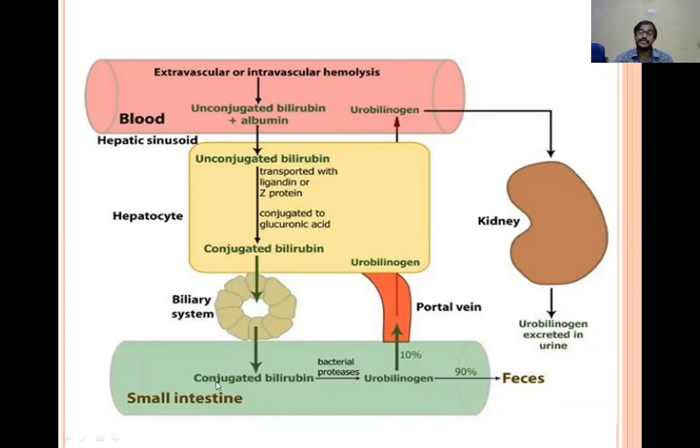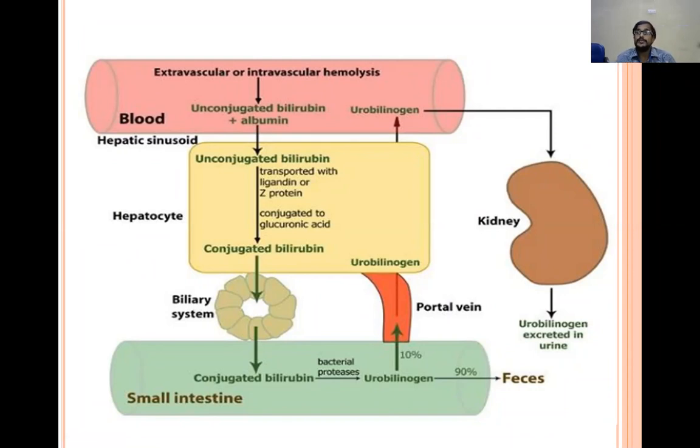When the conjugated bilirubin reaches the intestine, the glucuronides are again removed from this bilirubin by bacterial enzymes present in the intestine, and this bilirubin is converted to urobilinogen by the bacterial enzymes, and this urobilinogen is converted to urobilin, which is excreted in the urine, and stercobilin, which is excreted in the feces. So this is the complete degradation of the heme, right from hemoglobin to the excretion as urobilin and stercobilin.